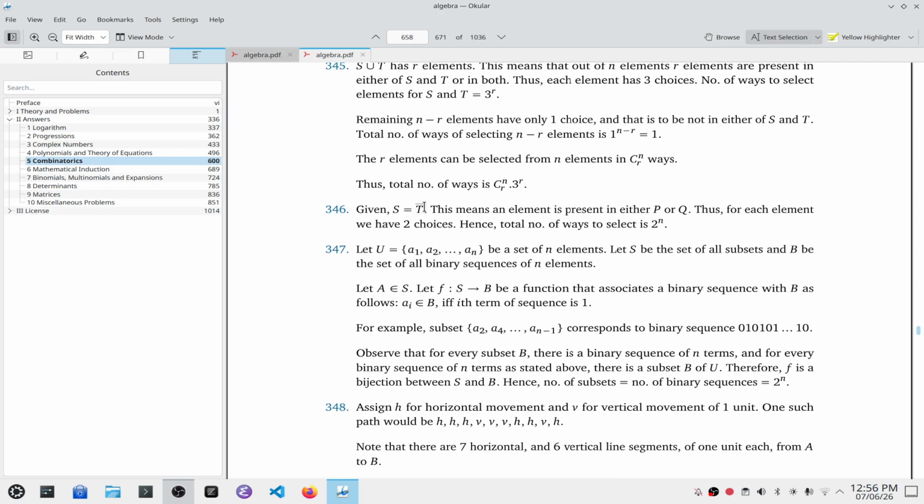So we have S is equal to T bar. This means an element is either present in S or T. Thus, for each element we have two choices. Hence, total number of ways to select is 2 to the power n.